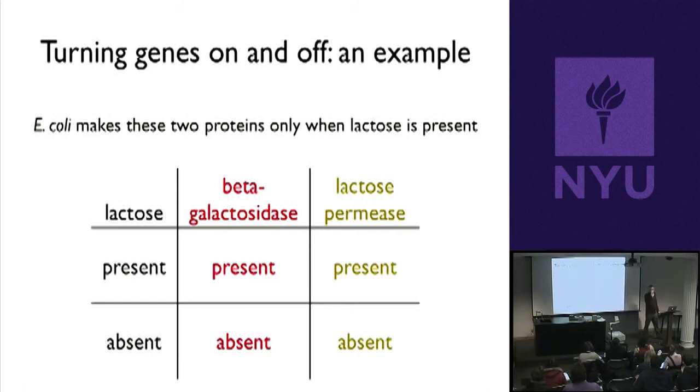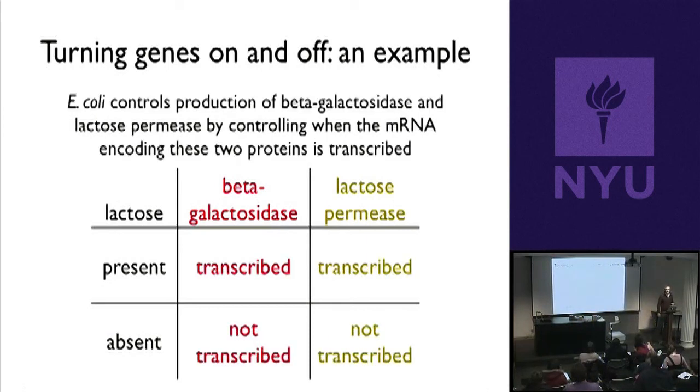Okay, so another way to say that these proteins are present or absent is that the genes encoding those proteins are transcribed or not transcribed. This is the way the regulation happens. This is the way the cells control whether those proteins are present: they either make the RNAs corresponding to those genes or they don't make those RNAs.